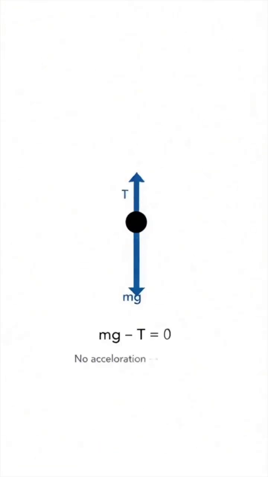Now step 3 is to write the summation of forces. So the summation of these forces, which is M times G in the downward direction minus T, which is the tension in the upward direction, will be equal to, let's say the block is stationary. If the block is stationary, the summation of forces will be equal to 0.